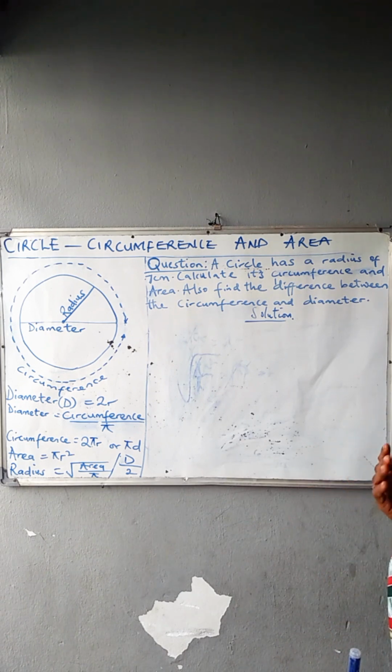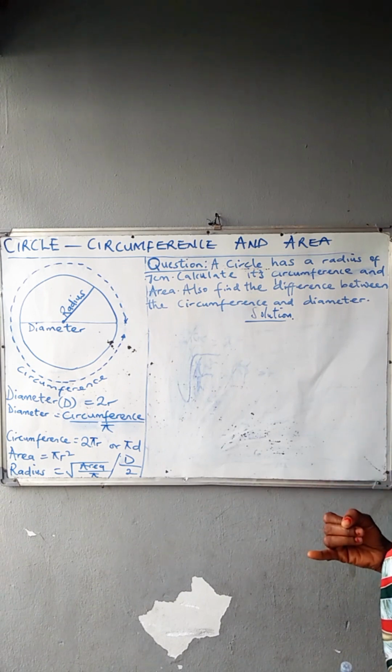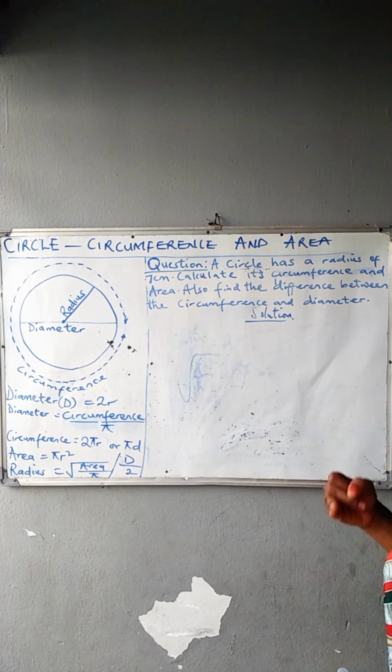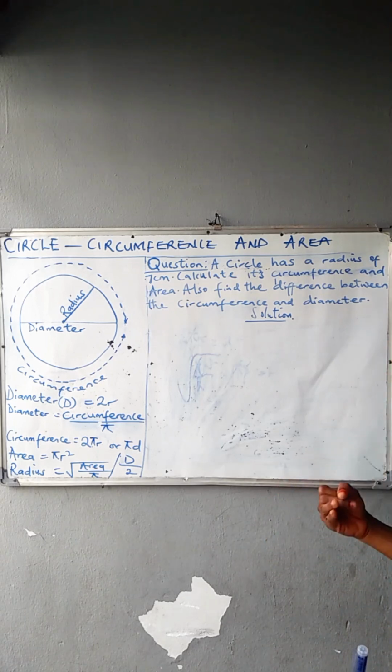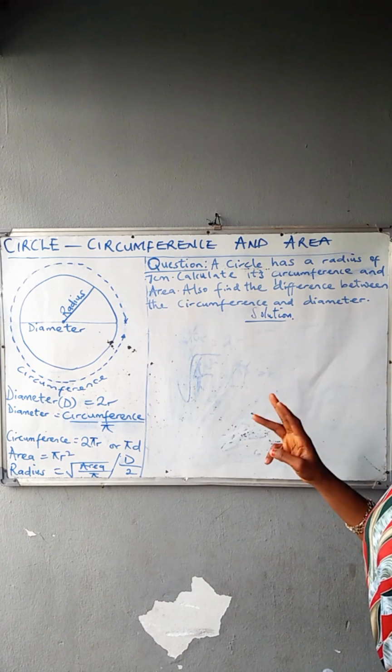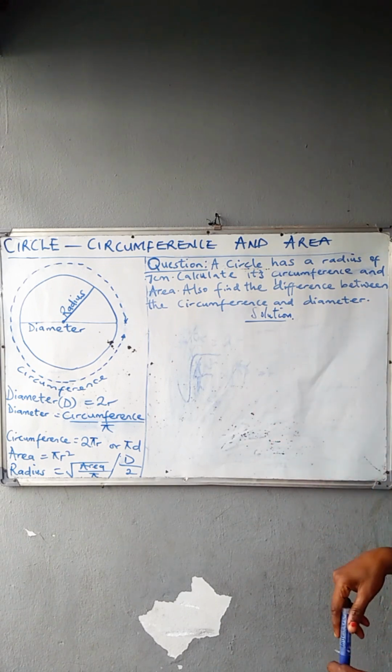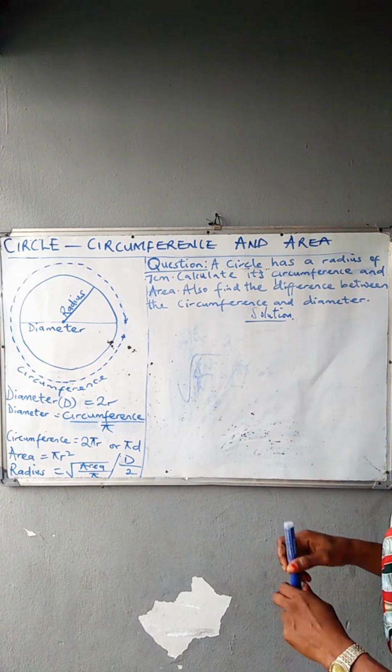A circle has a radius of 7 centimeters. Calculate its circumference. That's the first question. And area, the second question. Also, find the difference between the circumference and diameter, the third question. So this question consists of 3 different questions in one. It's a 3-in-1 question. So now, how do we calculate the circumference?